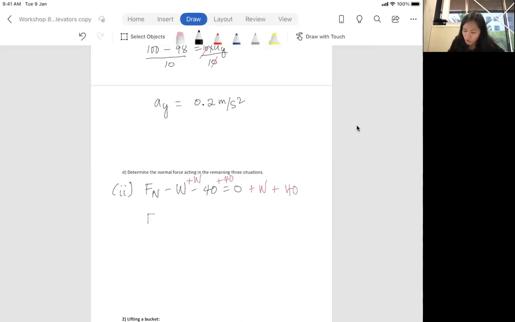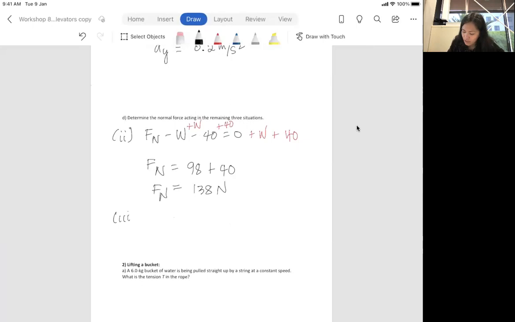And therefore, normal force is equal to, the weight force is given to be 98, plus the pull force is 40. So you have 138 newtons for the normal force.